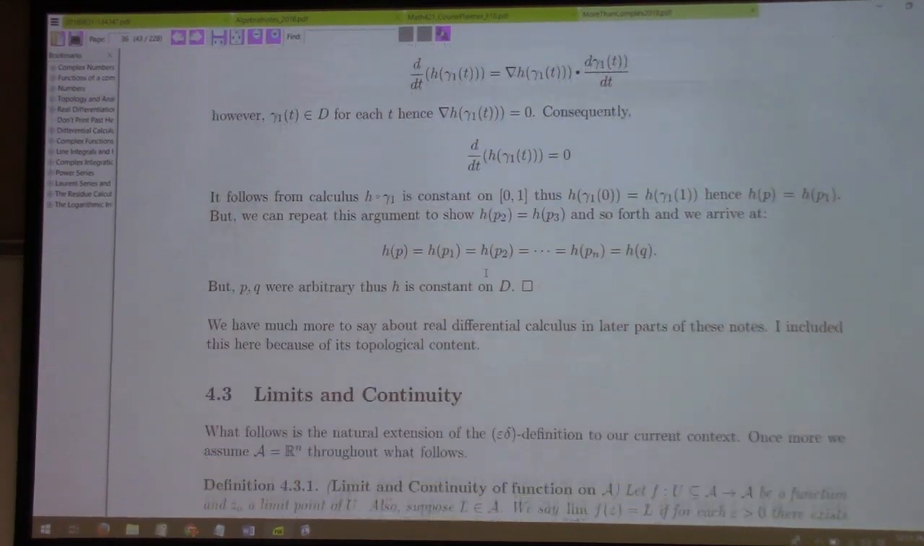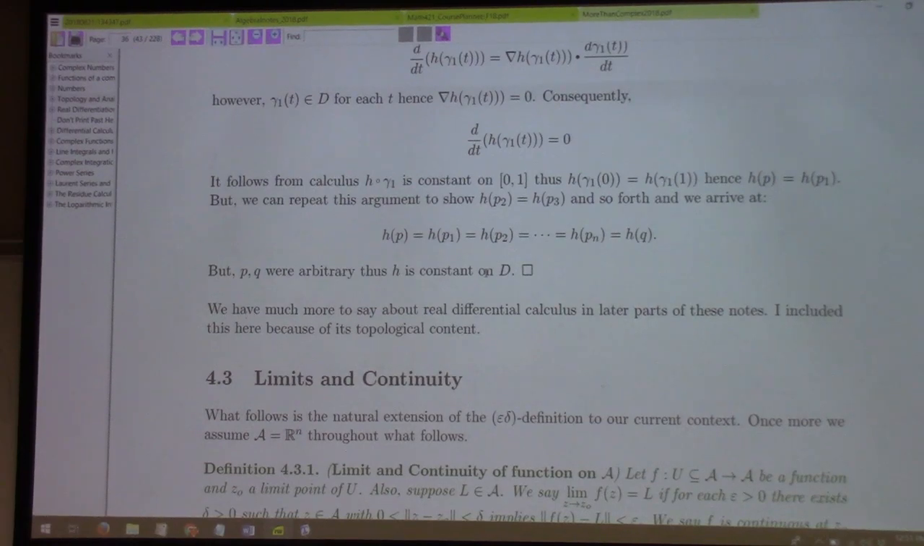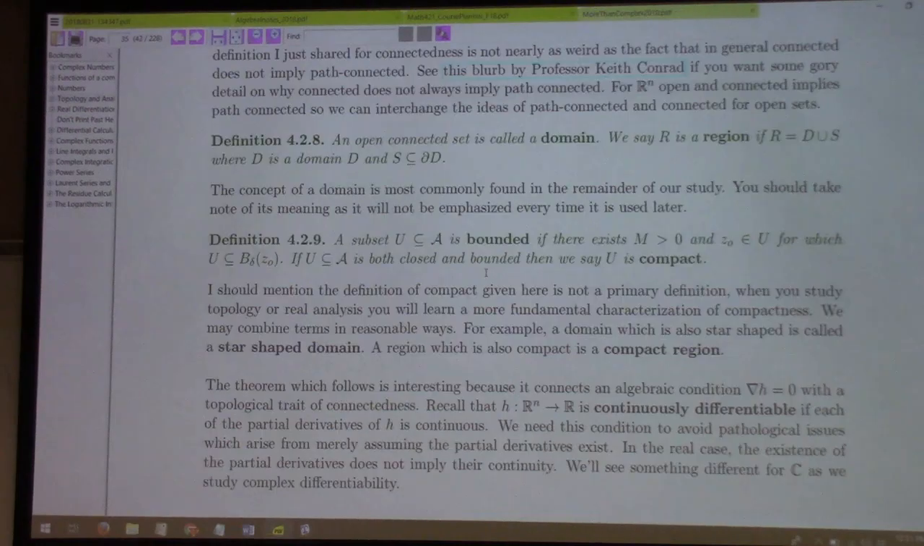So that's just a very, very quick overview of topology in Rn, which is the same as topology in R2. It's just what's called metric topology, where the idea of open and closed is judged by little open balls. All right. If you have more questions about that next time, I can draw more pictures.